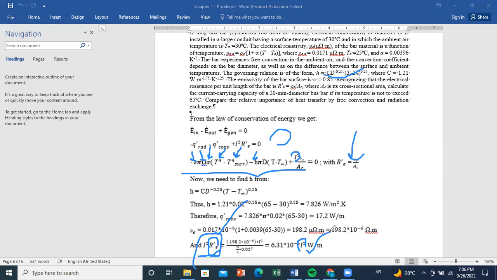Okay. Now, if you want to compare the relative importance of heat transfer by free convection and radiation exchange, what should we do? Who can tell me how we can answer this question? What do they mean by compare the relative importance of heat transfer by convection and radiation exchange?